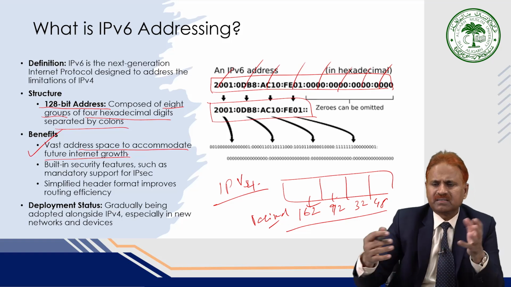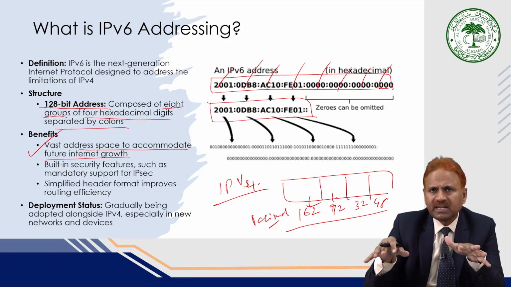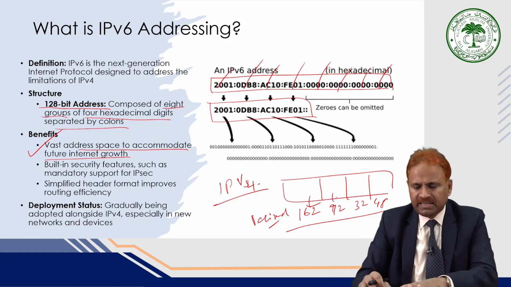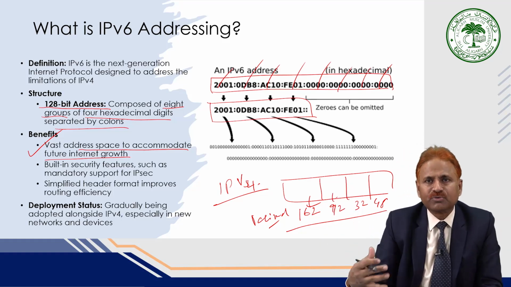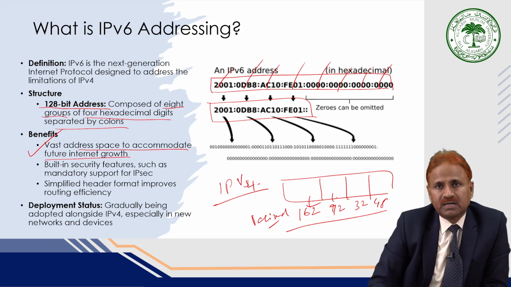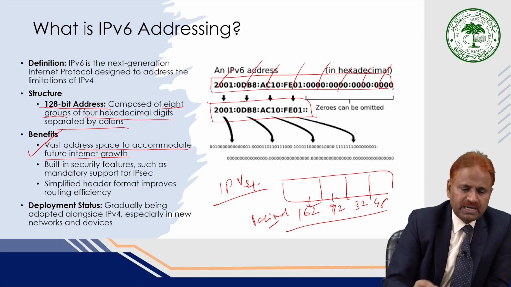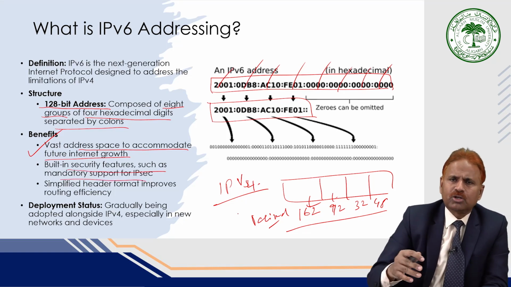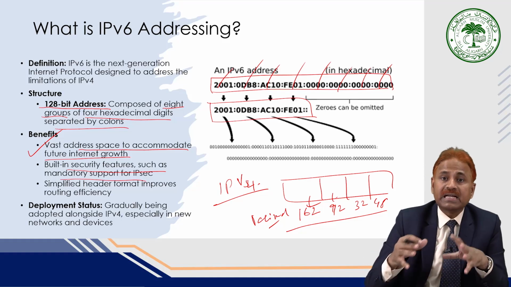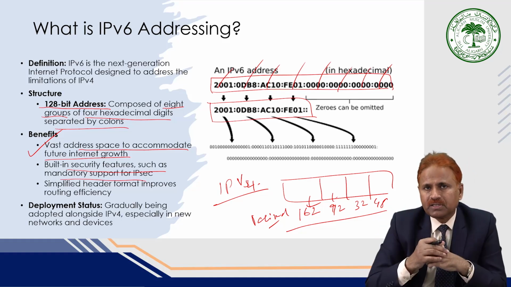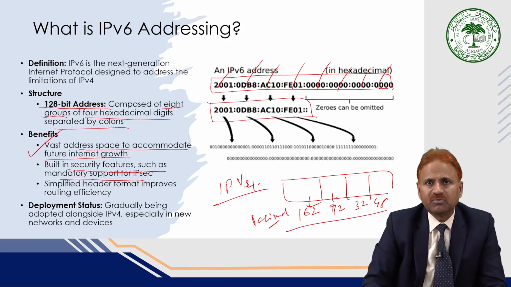I have already told you that IP version 4 was limiting the number of devices, because a lot of networks and devices are coming up, and these were not enough to meet the addressing needs of the growing networks. So to meet all these, we have a vast address space to accommodate the future internet. There are built-in security features such as mandatory support for IPsec. So not only is the addressing scheme different, but some limitations, some demerits of IP version 4 were also taken care of in IP version 6.